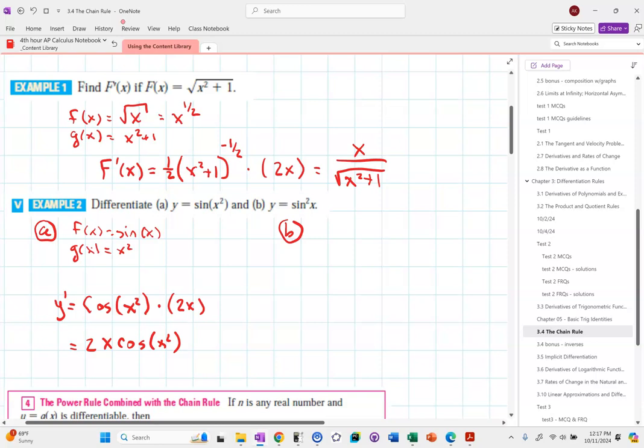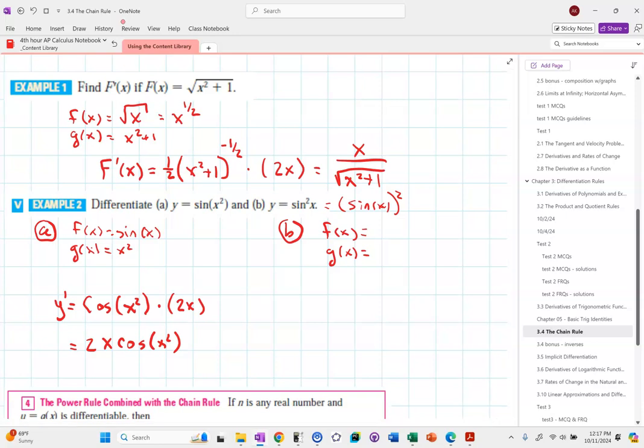If we look at part B, what's the outer function for part B? Not sine squared. It's not at sine x. So keep in mind, what does sine squared really mean? It means sine x squared, right? So the outer function is x squared. And the inner function is sine x.